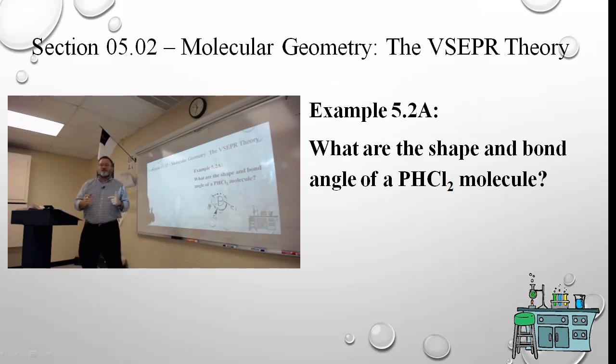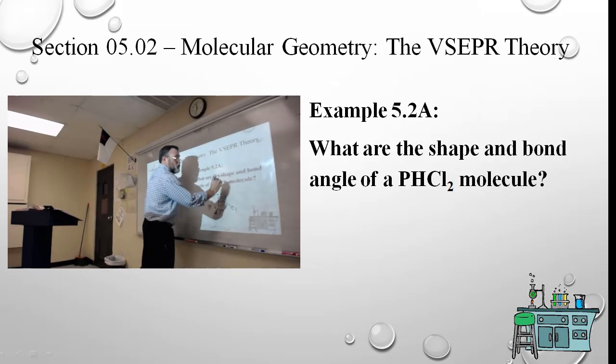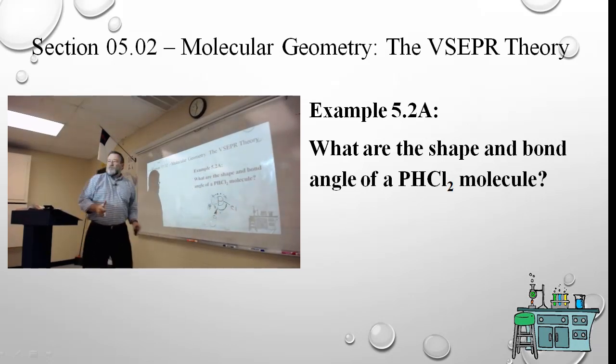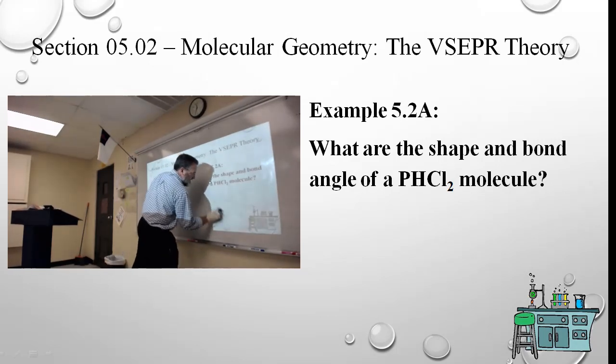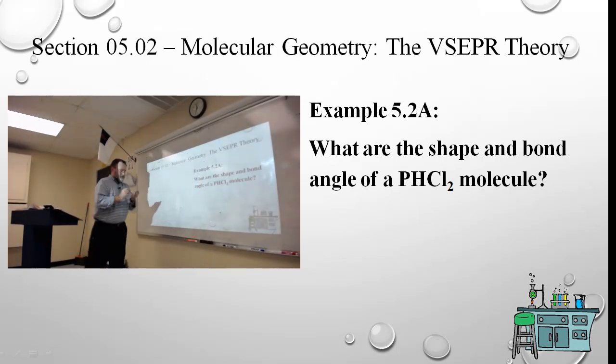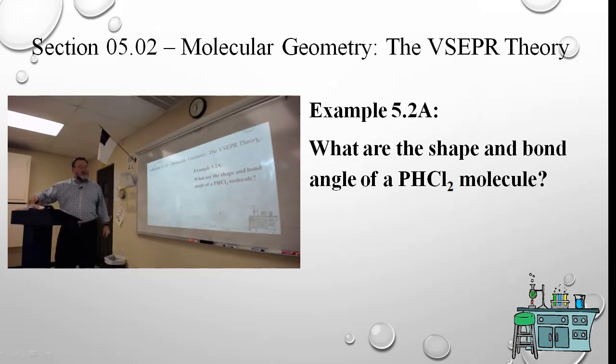The bond angle is between bonds, not between a bond and an unbonded pair. That's why it goes from being 109 to 107, because we're making the angle from the unbonded pair to the bond even greater. It's going up. And when it goes up, the others have to come down. Okay, so yes, it's a trigonal pyramidal bond angle of 107 degrees.